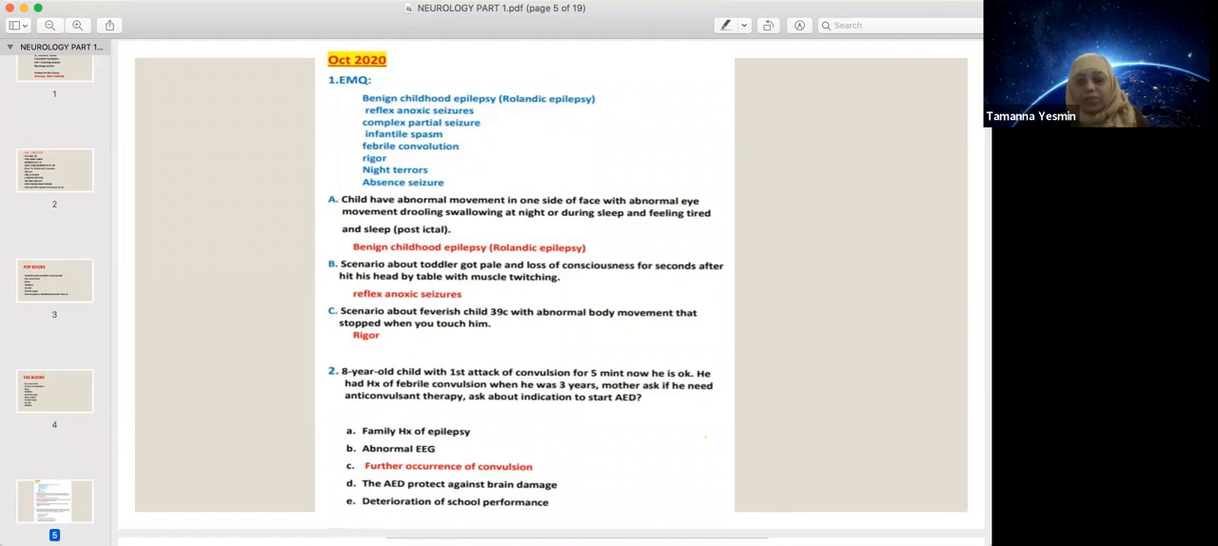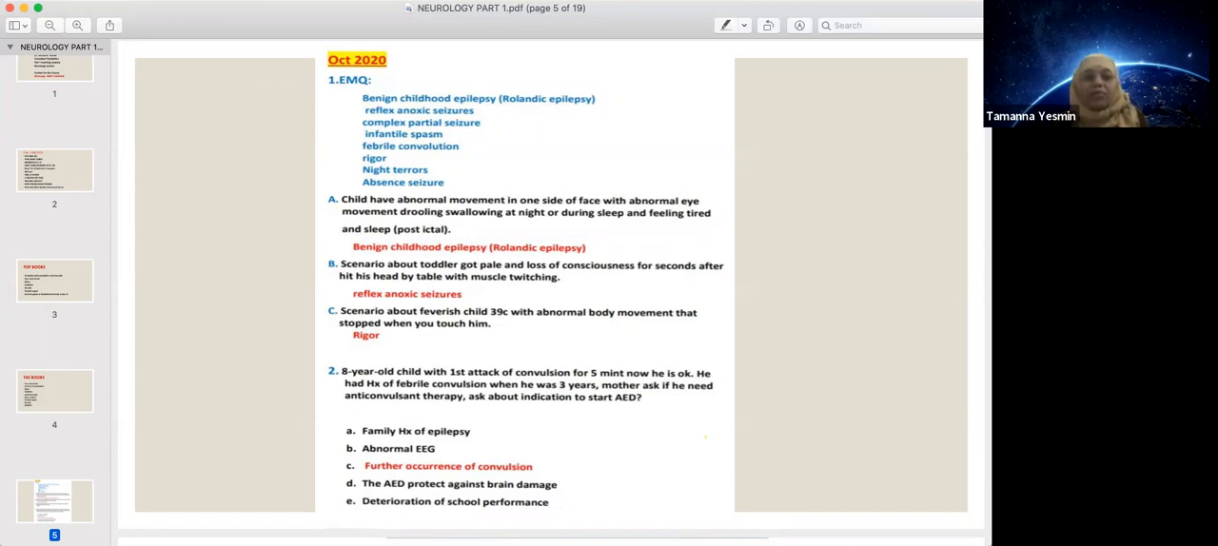Now, until now, if you have any question. There was one question that pallid spell is usually associated with breath holding attack, and reflex anoxic is also pallid. So how to differentiate? There is actually no definite difference criteria.